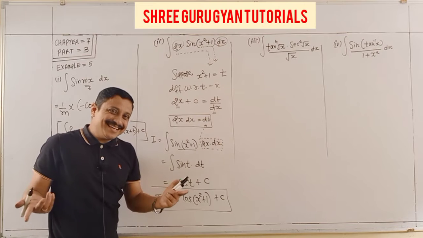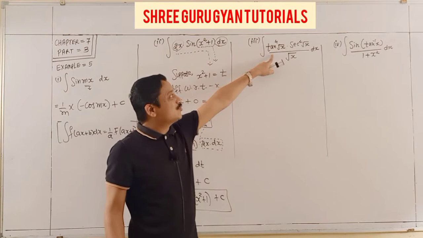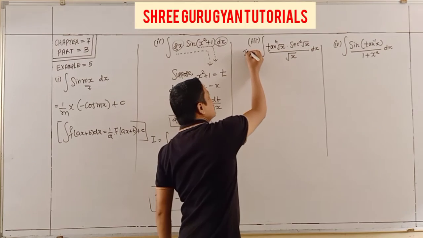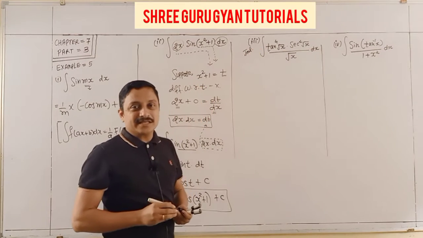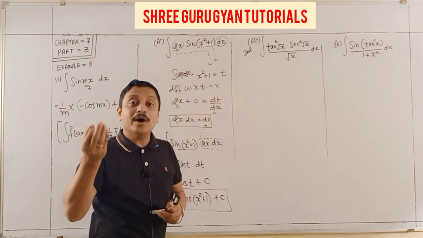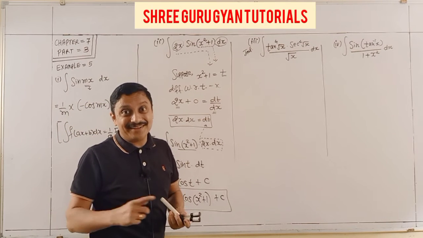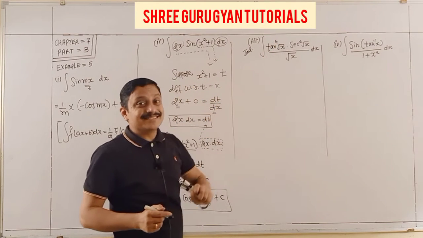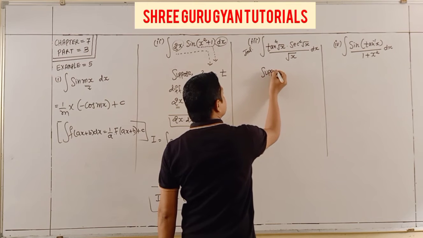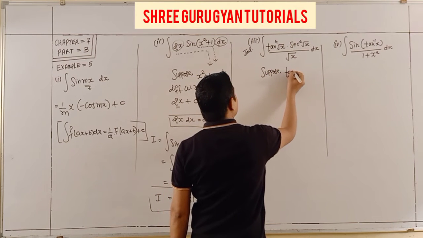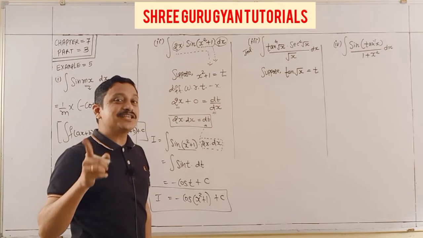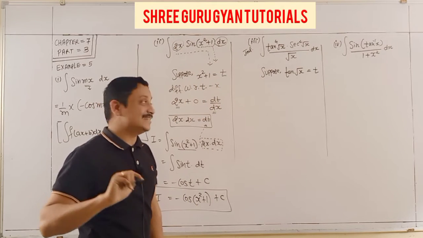Yes, it's very easy. Now here, tan raised to 4 root x, x square root x by root x. These are important questions. Try to take the higher power as the assumption. This is the second problem. What is the higher power? tan raised to 4 root x. So I just suppose the assumption: tan of root x is equal to t. Definitely you can get all values in dt.